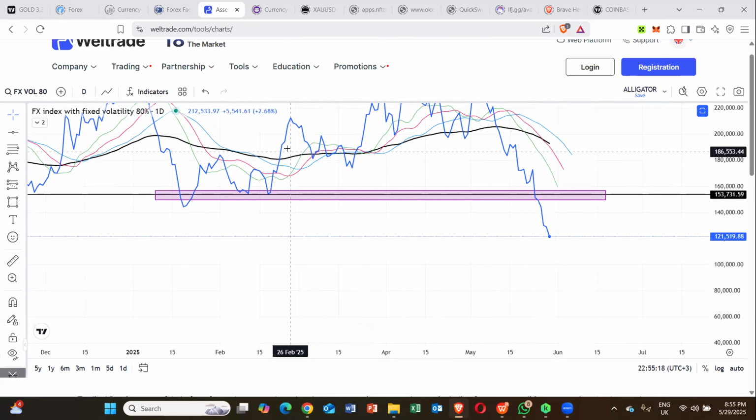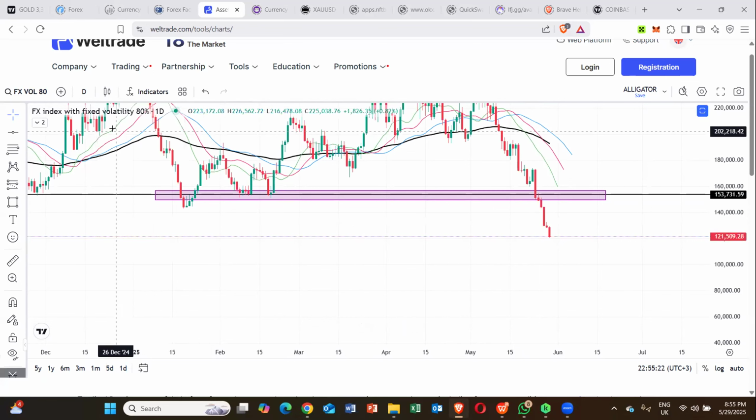So by the time it broke through it, let's change it back to candle. Look at what happened. Let's go to 4 hours.